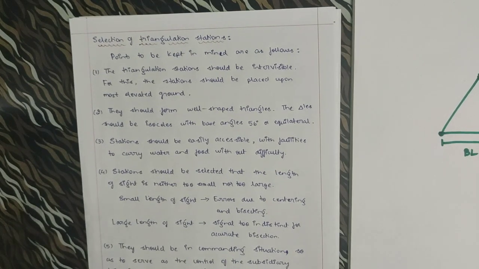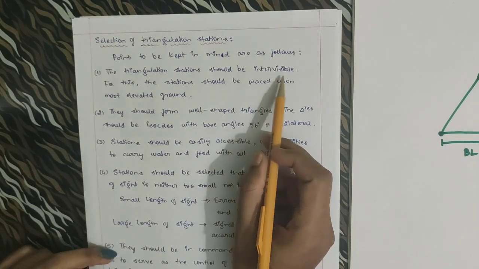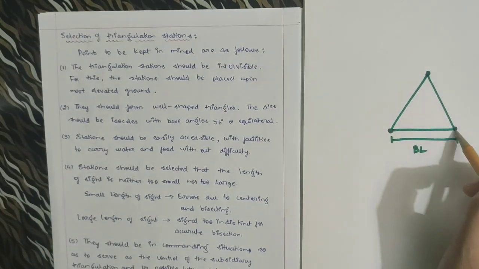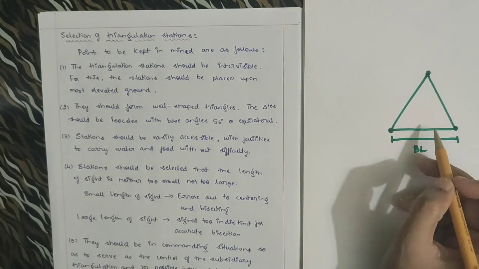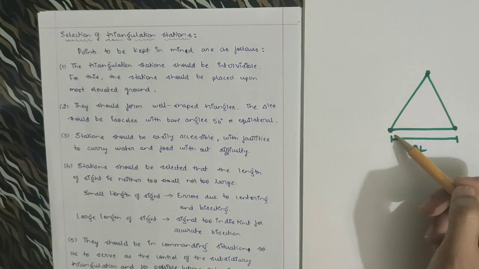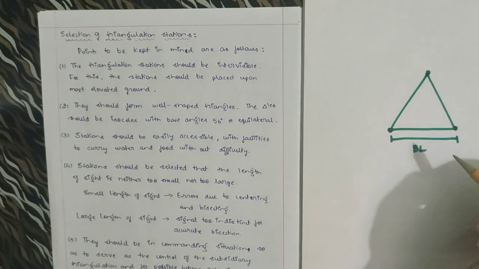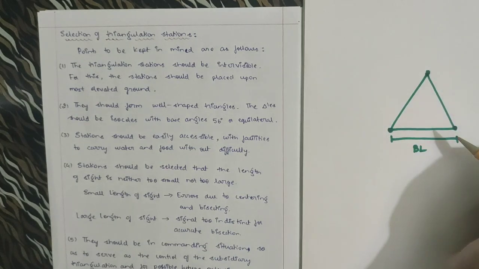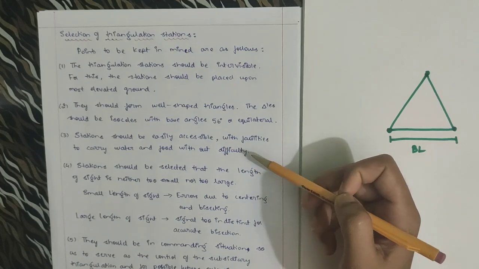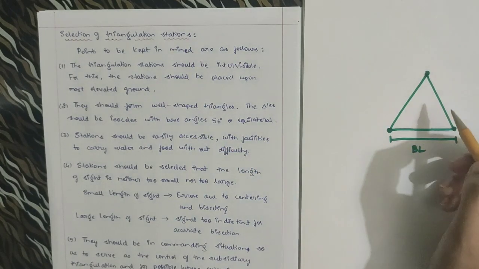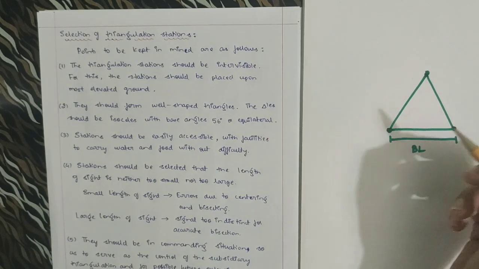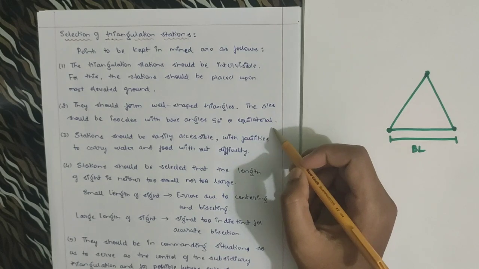The first point is that the triangulation stations should be intervisible. That is, all these 3 triangulation stations should be intervisible. To satisfy this criterion, the station should be placed upon the most elevated ground so that the stations will be intervisible to each other. Then coming to the second point, they should form well-shaped triangles. That is, the triangle should be isosceles with base angles 56 degree or equilateral.